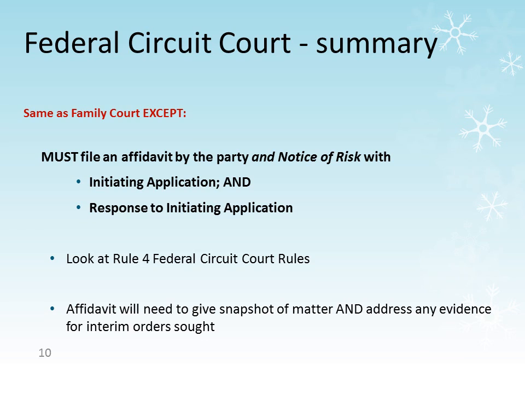Now, the Federal Circuit Court, if that is the one that you consider is appropriate to commence the application, is essentially the same as the Family Court process, excepting in two important ways. Firstly, you must always file a notice of risk, regardless of whether there is an allegation or not. Secondly, the initiating application and the response to the initiating application must be accompanied by an affidavit by the parties. Now, this is to occur irrespective of whether there is an interim order sought or not. So it's part of the Federal Circuit Court rules that every initiating application and response to initiating application is supported by an affidavit.